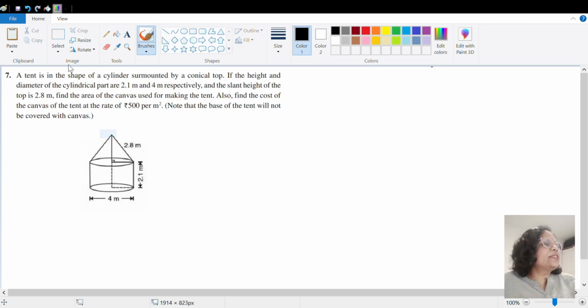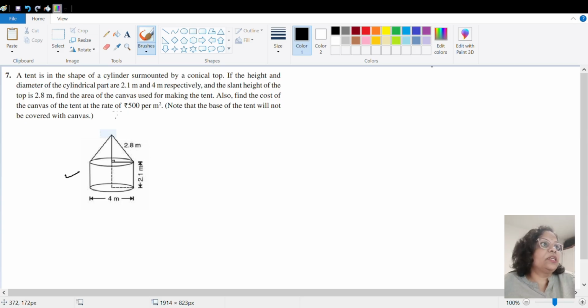Now let's start with our next question, question number 7, which says a tent is in the shape of a cylinder surmounted by, meaning placed on top of it, a conical top. If the height and the diameter of the cylinder part are 2.1 meter and 4 meter respectively. So you can see here below the cylinder diameter is 4 and height is 2.1.